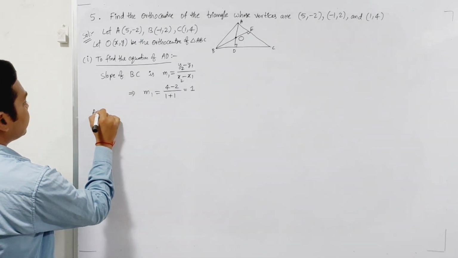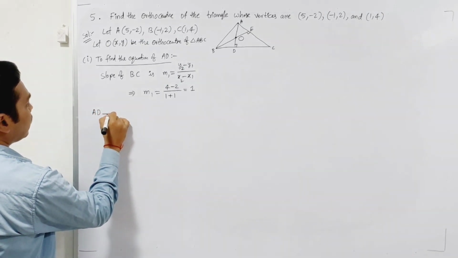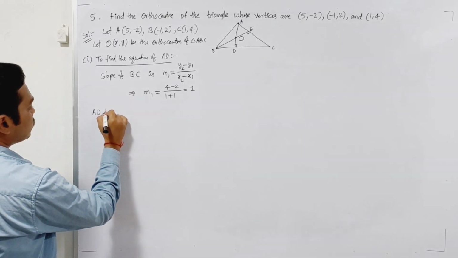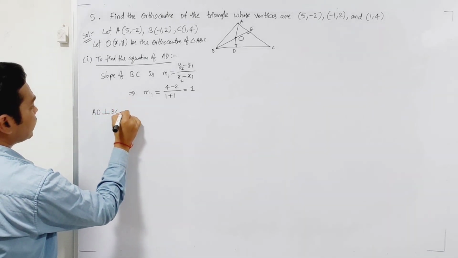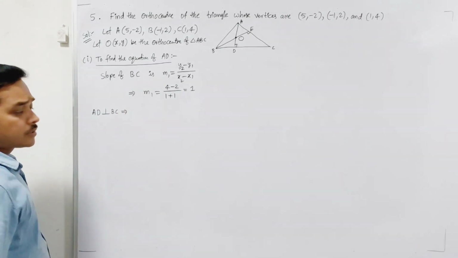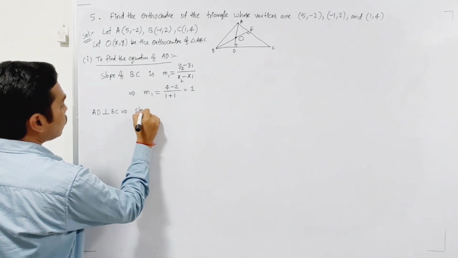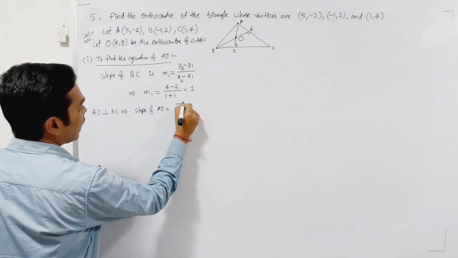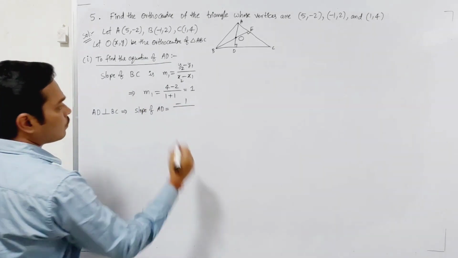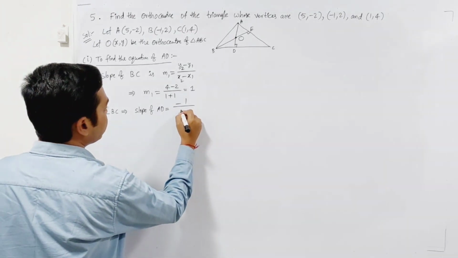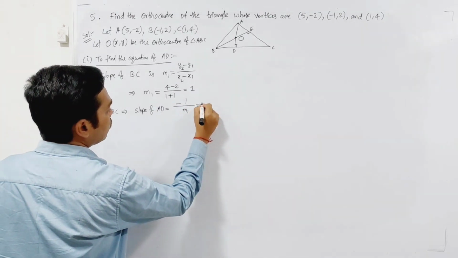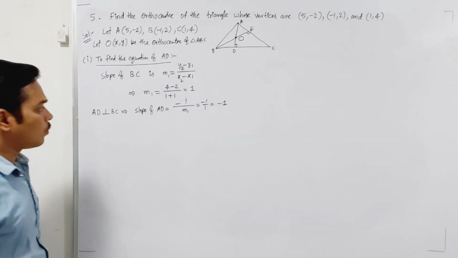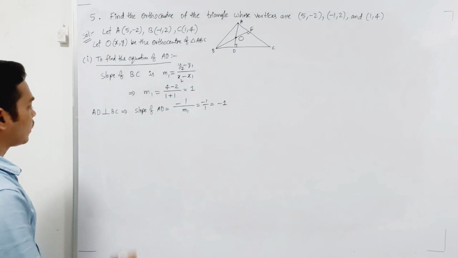Here AD is an altitude. An altitude is always perpendicular to the opposite side, so AD is perpendicular to BC. Therefore, the slope of AD is equal to -1 by slope of BC, which is m1. That is -1 by 1, equal to -1. Slope of AD is -1.